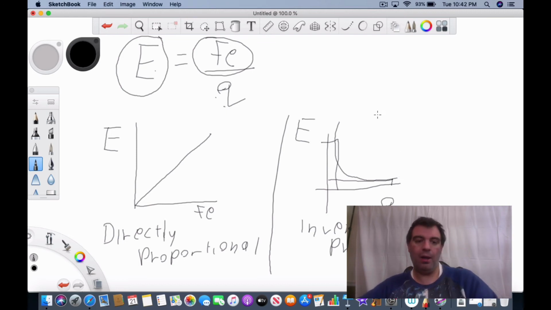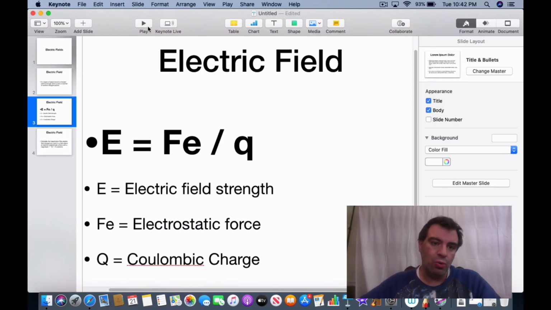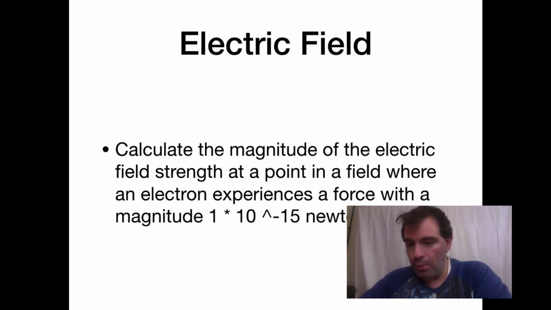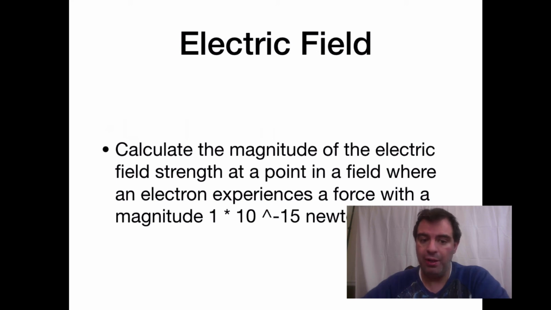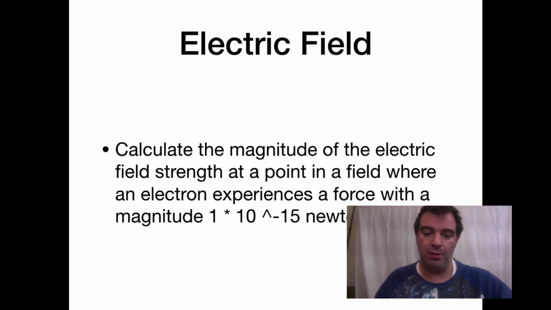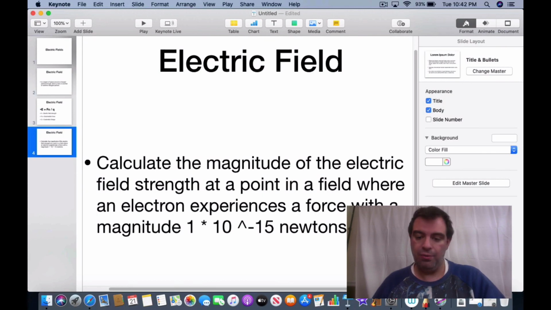Going back to our presentation, let's look at a problem. We have to calculate the magnitude of the electric field strength at a point in a field where an electron experiences a force of magnitude 1 times 10 to the negative 15 newtons. So the F_E that it experiences is 1 times 10 to the negative 15.